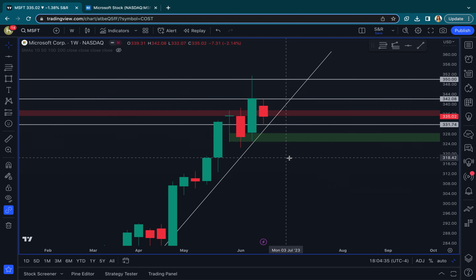I don't necessarily feel like this is a reversal. Microsoft has just been extremely strong, but these are just levels that I will be keeping an eye on to see if Microsoft can hold. If it can hold, then I think we move back. We need to get over 340 to hold it as support. We can move back up to 349.